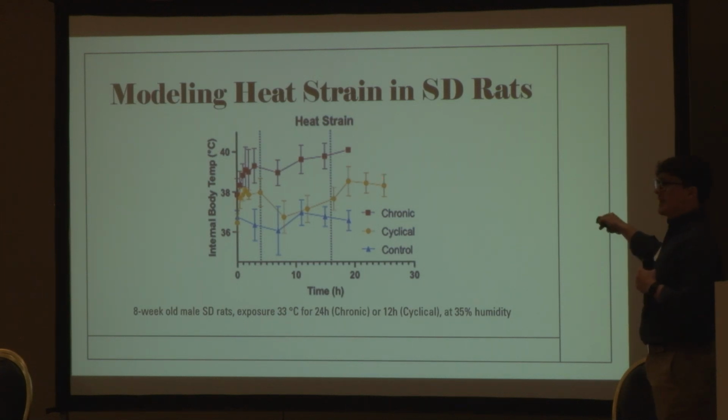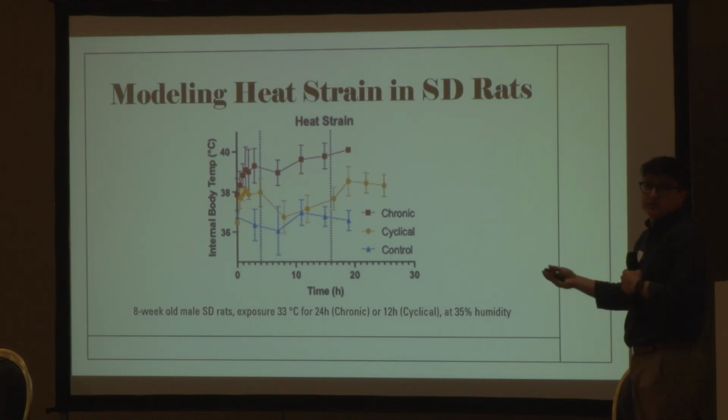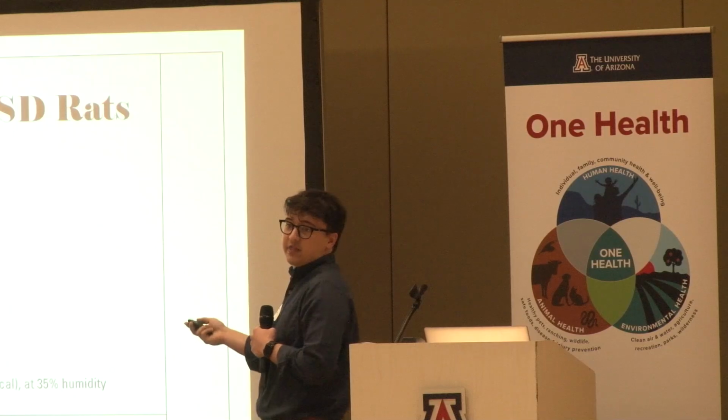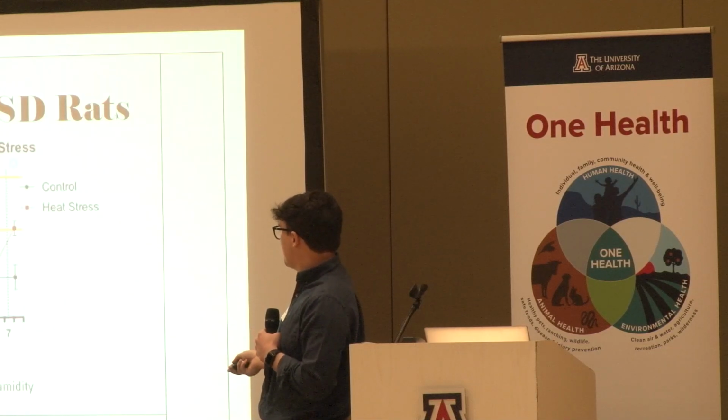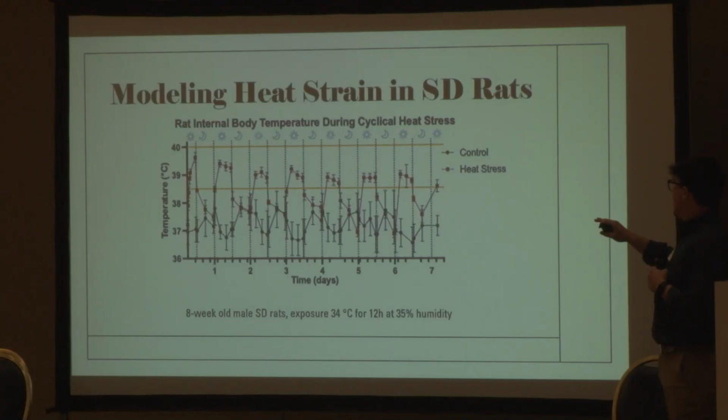Unfortunately, this wasn't quite heat strain, right? This was an increase in body temperature, but not to the level we wanted. We were about a degree off. So what I did was increase the degree that they were exposed to environmentally. So we bumped up to about 34 degrees Celsius, and what we found was sort of the jackpot here. The temperatures went up above this sort of heat strain line here. Not quite to heat stroke, though, so they were okay.